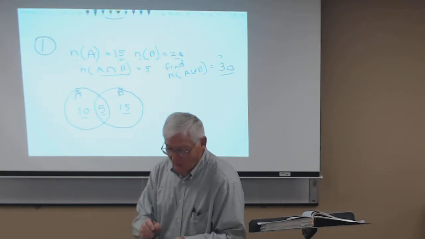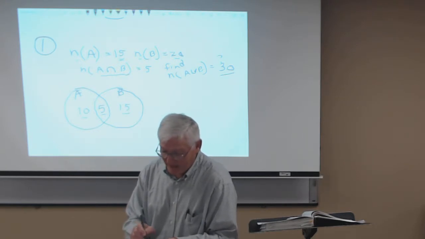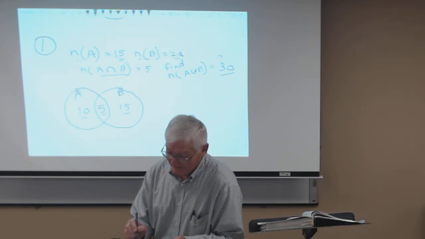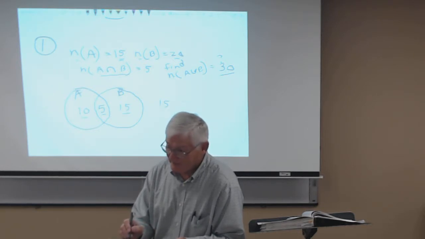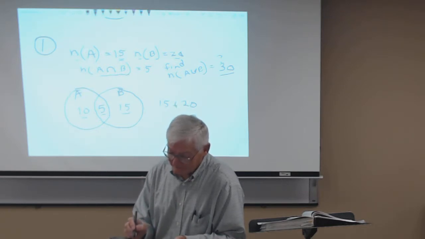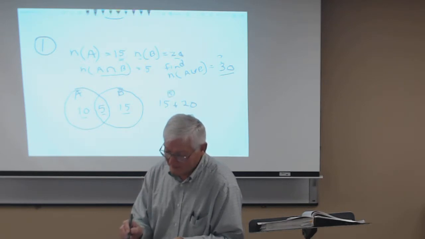Oh, okay, because you say if A has 10 plus 5, that's 15. If B has 15 plus 5, that's 20. See what she's saying? Why wouldn't you add those together? If I did that, I would be counting 5 twice.